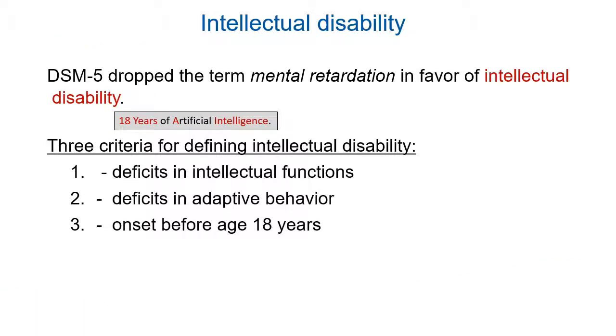So diagnosing intellectual disability can be accomplished through the following mnemonic: 18 years of artificial intelligence. So onset before age 18, deficit in adaptive behavior, and lastly the deficit in intellectual function. So kind of corny, but I found it helpful.